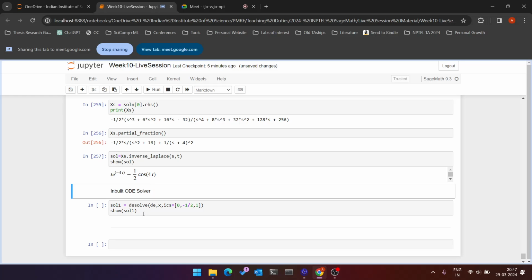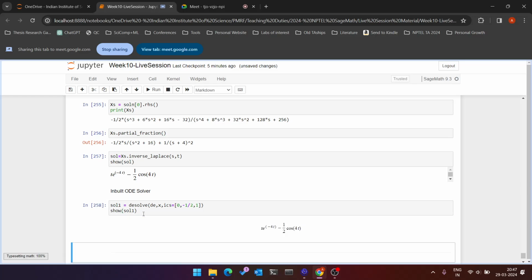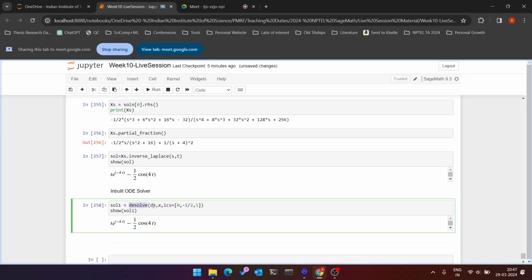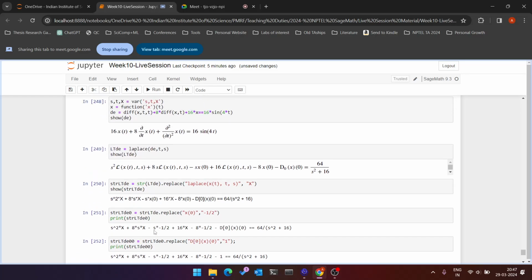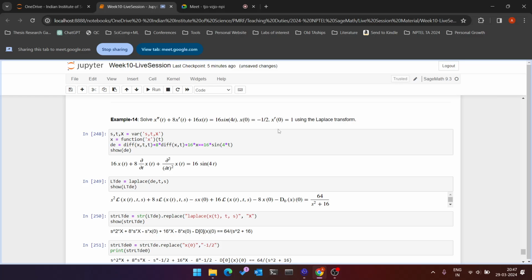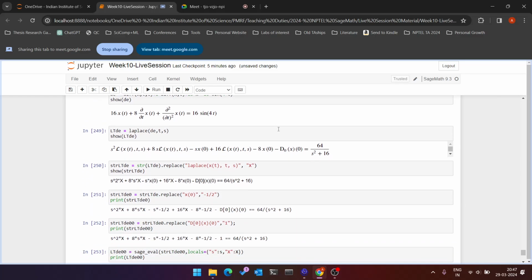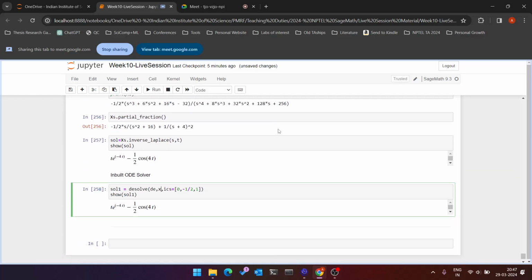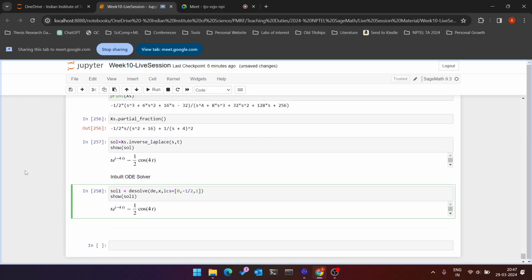Same process if we run it through the inbuilt ODE solver. So dsolve, differential equation solve for the differential equation for the dependent variable x with these initial conditions. This is what we end up with. So in both cases, for the second order linear ODE, which is an initial value problem, we end up with the same solution irrespective of which method we choose to use.